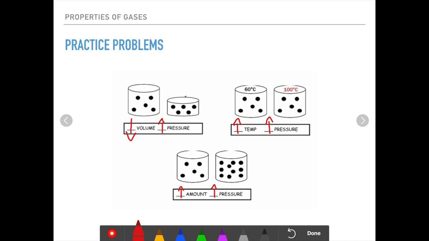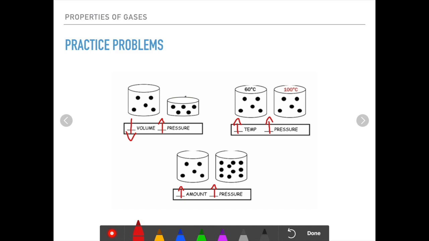In the last problem, the amount of gas increased. So if we go to the last basic property, it states that pressure changes directly with the amount of gas. Since you can see visually that the amount has increased, we also know that the pressure increased as well. I hope you guys did well on that.